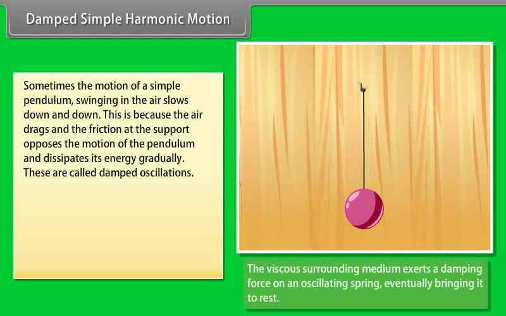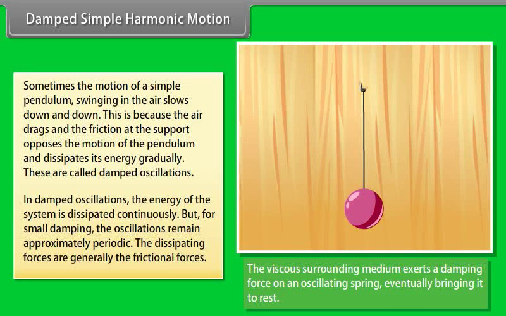Damped simple harmonic motion. Sometimes the motion of a simple pendulum swinging in the air slows down and down. This is because the air drag and the friction at the support oppose the motion of the pendulum and dissipate its energy gradually. These are called damped oscillations. In damped oscillation, the energy of the system is dissipated continuously, but for small damping, the oscillations remain approximately periodic.